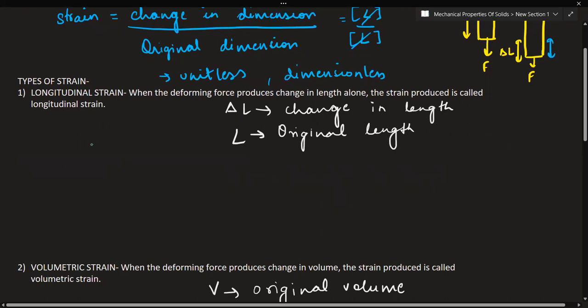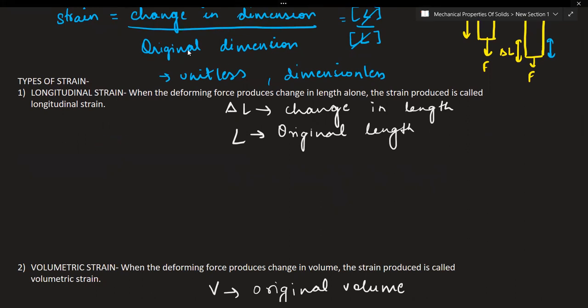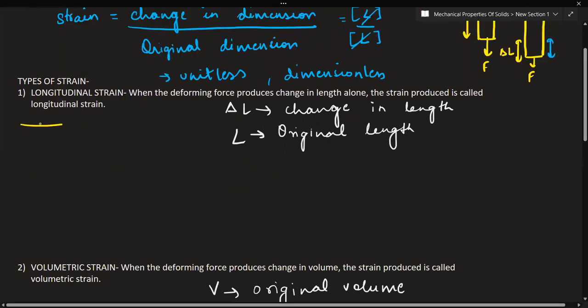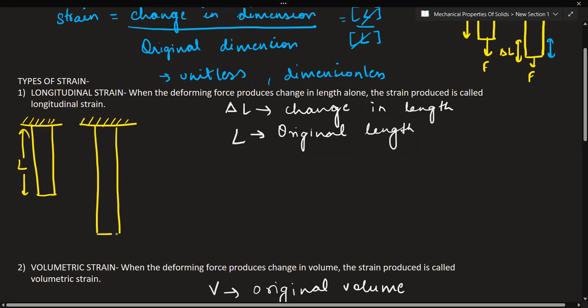See, if the deforming force produces a change in length, for example, the wire example we have been discussing so far. The length of the wire is L. This is a wire of length L, so L is the original length. Now, because of application of the deforming force, deformation will be produced, meaning length has been changed. This change in length I'm again representing by delta L. So this much portion L is the initial original length, and delta L is the change in length.